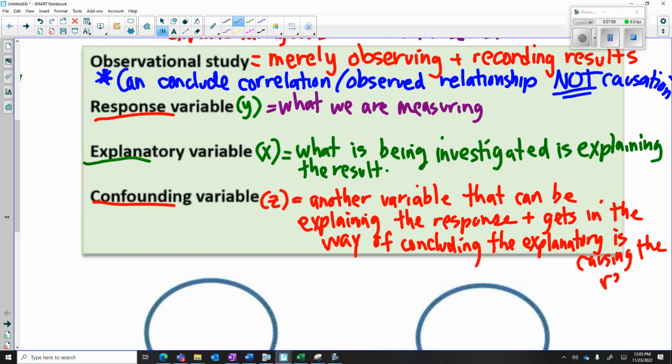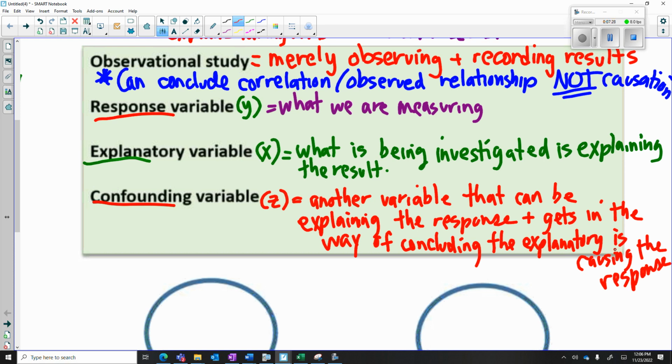All right, so I know that was a lot, and I'm just going to reread it. It's this other variable that exists out there that could also be explaining the response, and basically it gets in our way so we can't conclude that indeed the X variable is causing the response. So we can conclude indeed that vitamin D is causing the response.